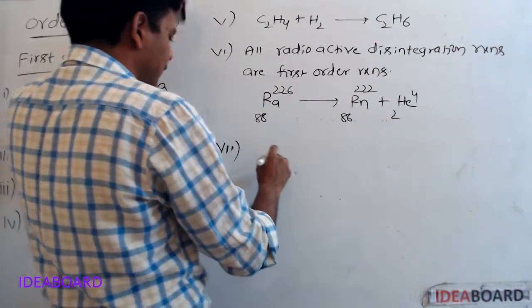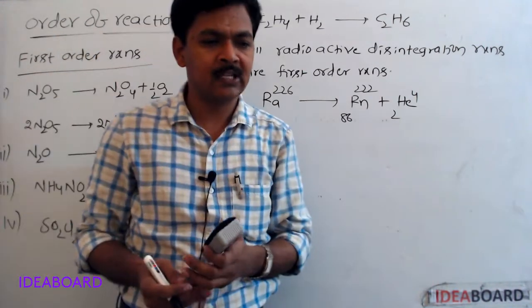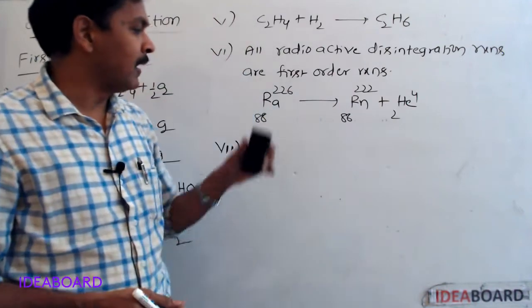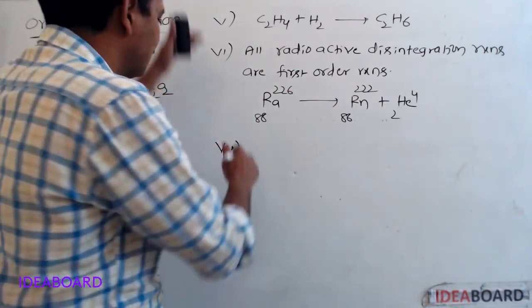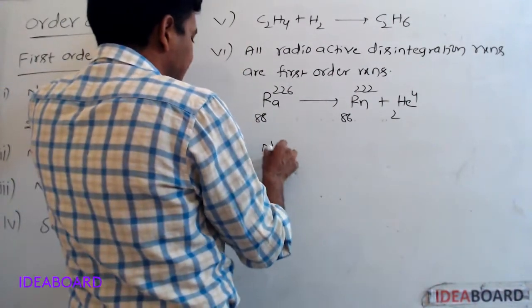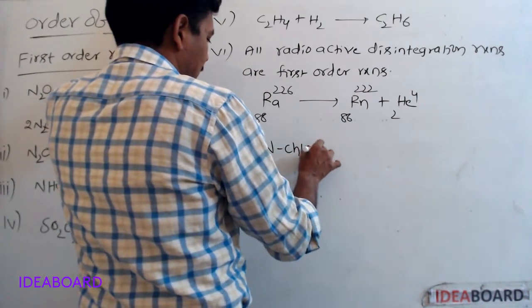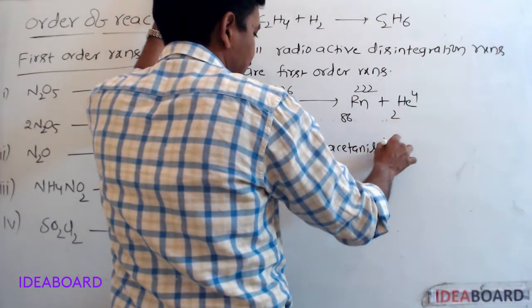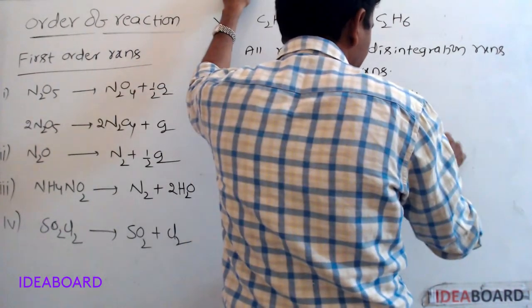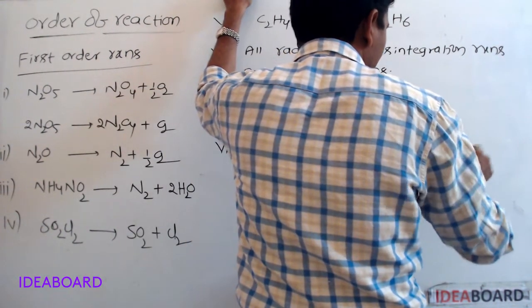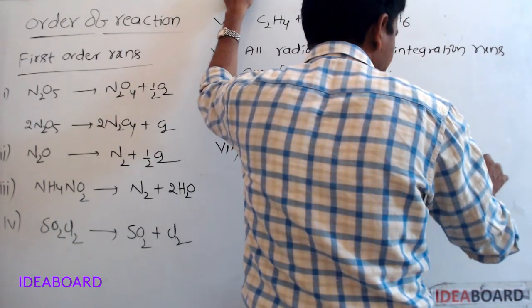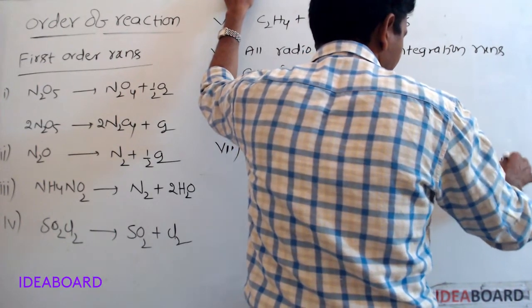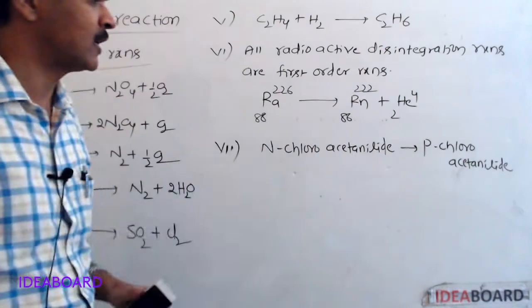Next, conversion of N-chloroacetanilide into para-chloroacetanilide. It also follows first order kinetics.